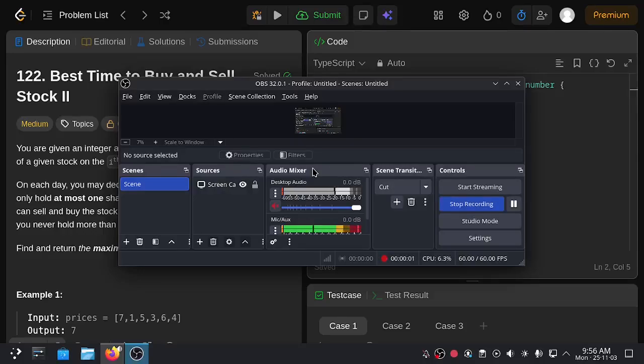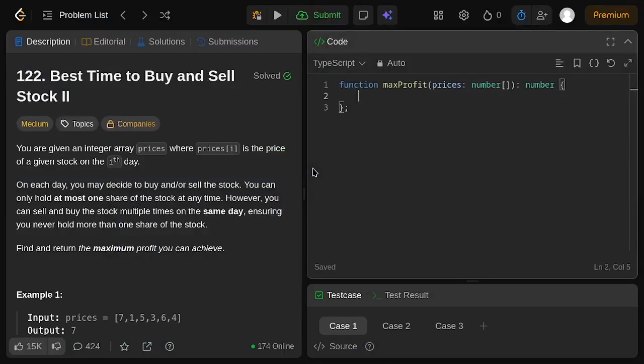Hello everyone, I'm Alfian and today we are going to solve LeetCode challenge number 122, called Best Time to Buy and Sell Stock 2, or version 2.